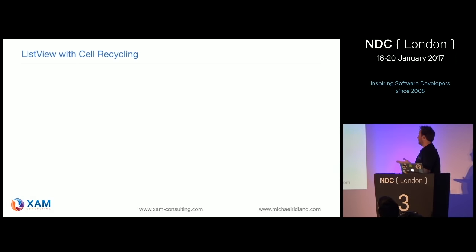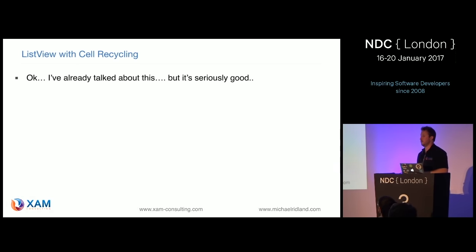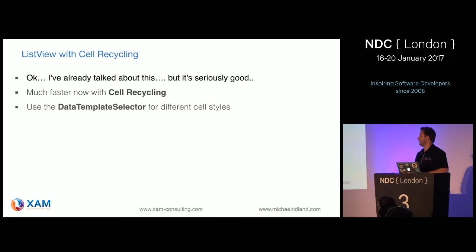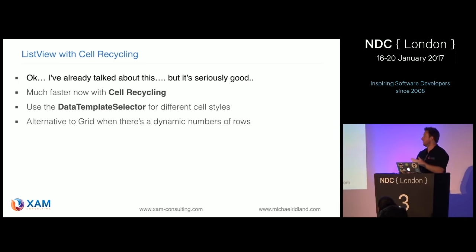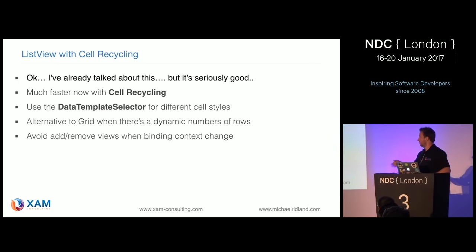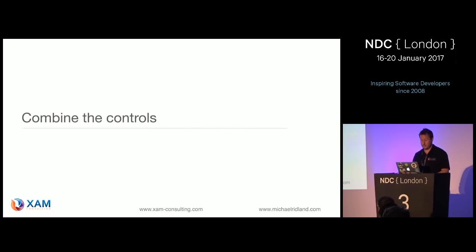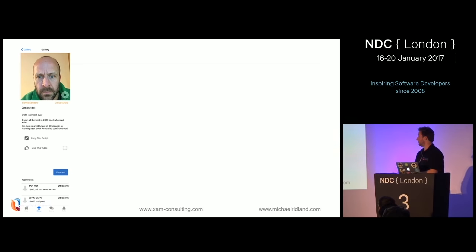I already mentioned the list view, but it's really good. Most of the applications that we build that are really nice leverage the list view a lot. And it's much faster now with the cell recycling, the data template selector, and the alternative to grid. Whenever there's a dynamic number of rows, you want to be using the list view. And you can avoid adding and removing views when the binding context changes, because this is going to cause lots of layout cycles. So you can actually combine the controls.